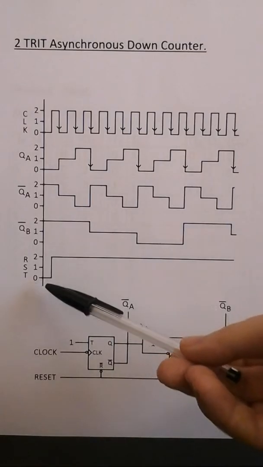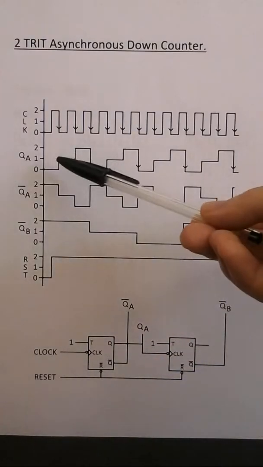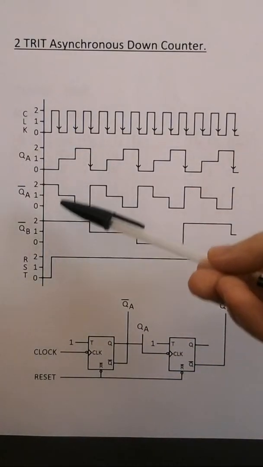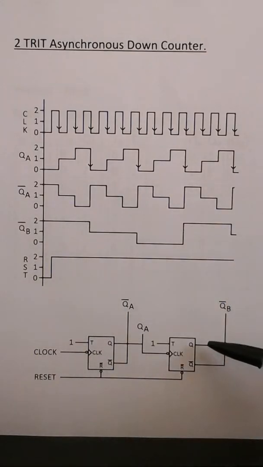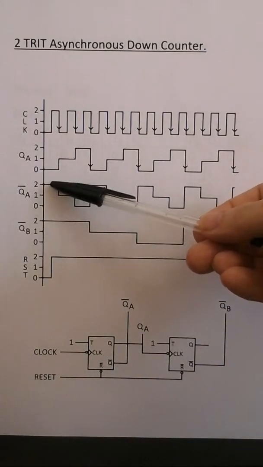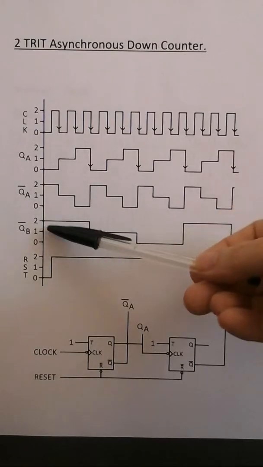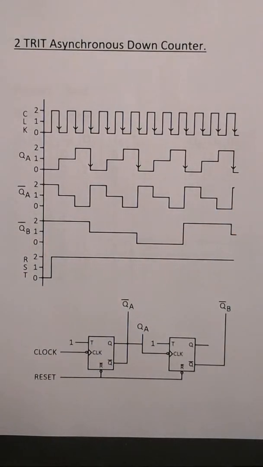And then we'll have a common reset, which resets QA and QB to 0, so not QA and not QB will be 2s. So that's the 2-trit synchronous down counter.